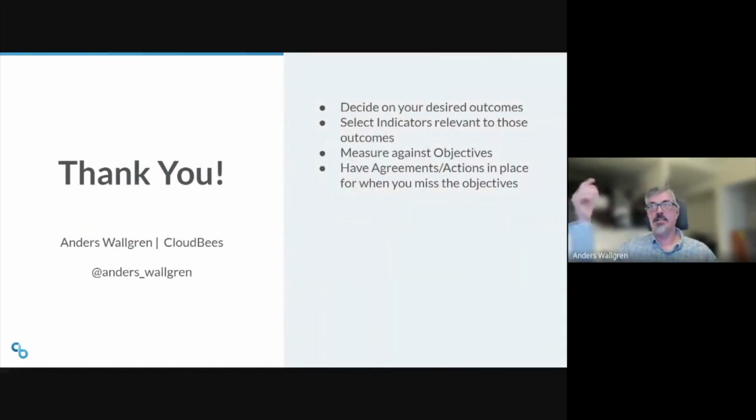Kind of in summary here, decide on your desired outcomes, select the indicators or metrics that are relevant to those outcomes, measure against those objectives, and then have agreements or actions in place for when you miss those objectives. That sounds very simple. I know it's a much more complex thing to accomplish than that, but really, if you go after it that way, think small, think incremental improvements, but be ambitious at the same time. You will be able to control and drive improvements in the outcomes in your pipelines.